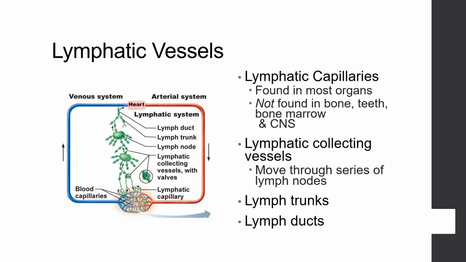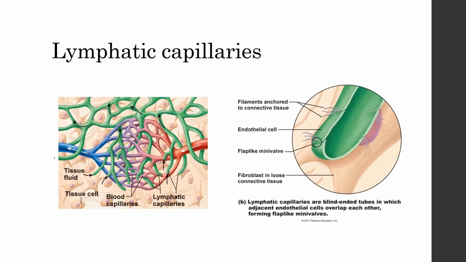Those lymphatic capillaries drain to lymphatic collecting vessels. Those move through a series of lymph nodes. So you may have several collecting vessels going into a lymph node, but only one or two coming out. Eventually, you get larger structures called lymph trunks. And then all of those filter into one or two very large structures called lymph ducts. So let's tour them in order.